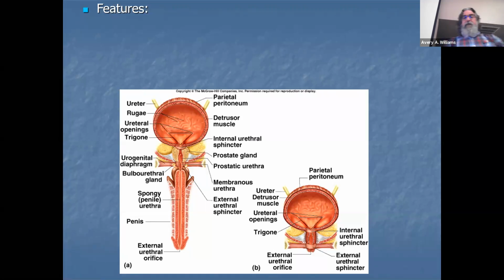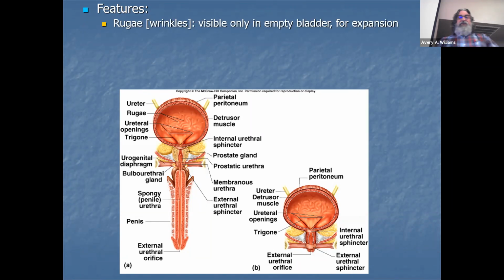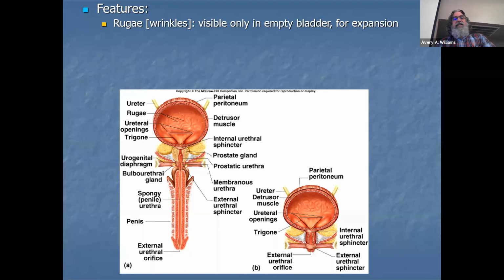Now, some features associated with the bladder. You have, here, I just say rugae, but your body has different types of rugae.